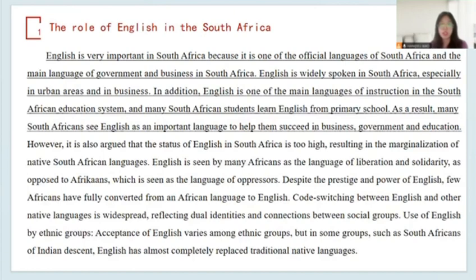In addition, English is one of the main languages of instruction in the South African education system, and many South African students learn English from primary school. As a result, many South Africans see English as an important language to help them succeed in business, government, and education.